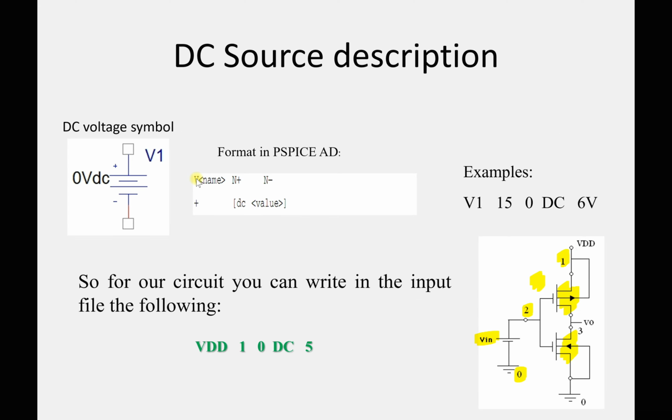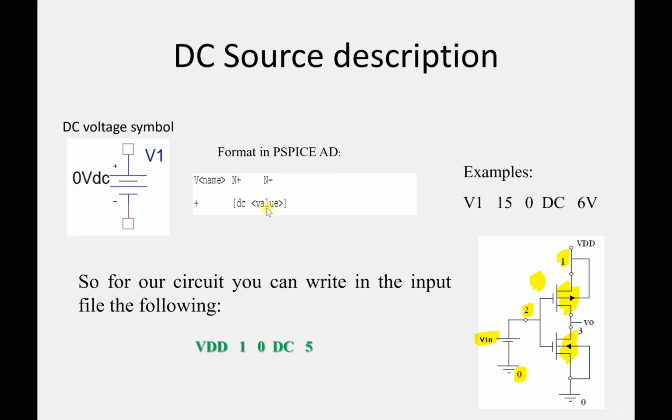We said that in the general format of PSpice AD, we had the voltage source code written as follows. We first name the voltage source, add the positive and negative node of the voltage source, identify its type, which is in our case DC, and then we add the value.